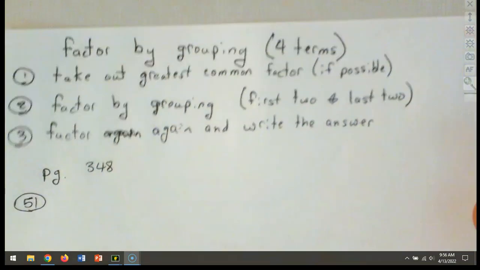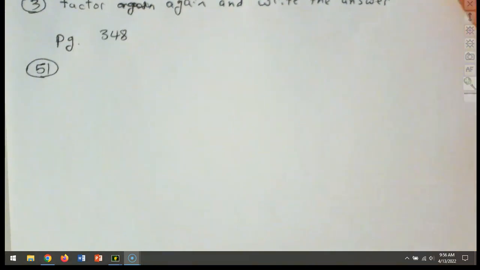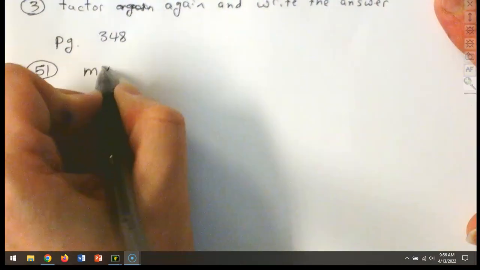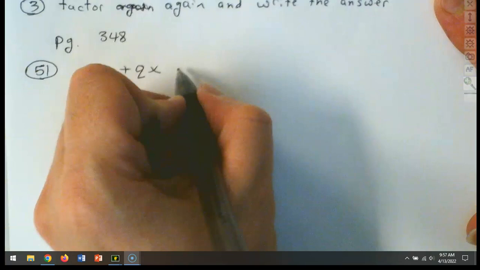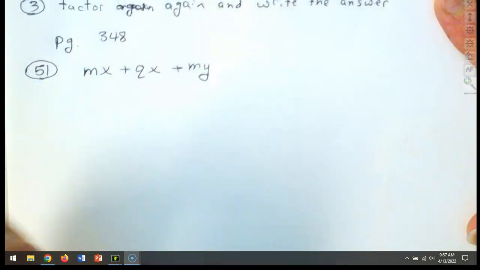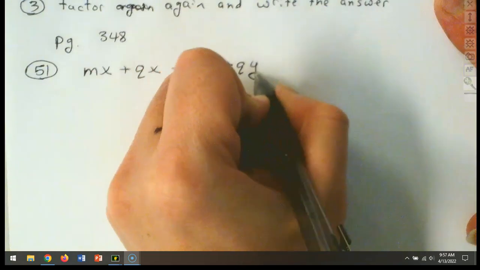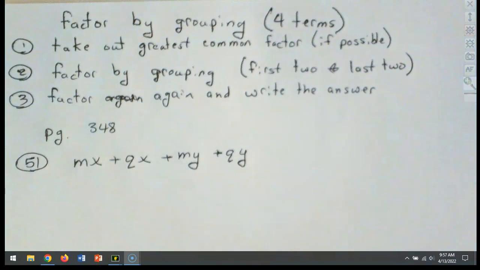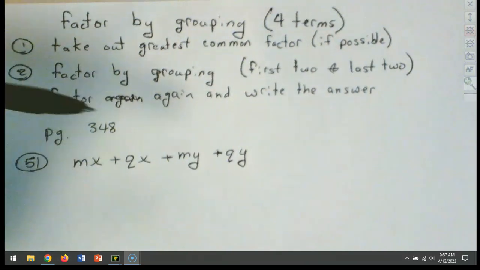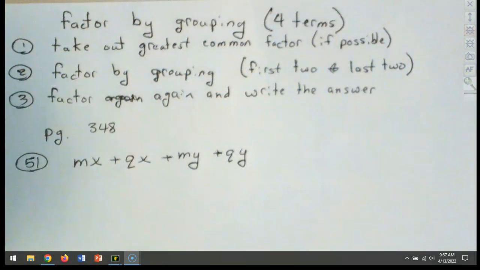These are factored by grouping. So we've got an mx plus qx plus my plus qy. Okay, so let's go through our steps here. I am going to apply factor by grouping. Why am I going to apply factor by grouping? Because it has 4 terms. The number of terms dictates the method that we use. So we've got 1, 2, 3, 4 terms, so it's factor by grouping.